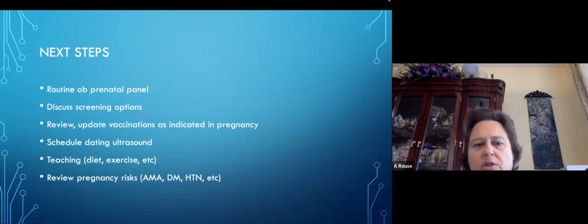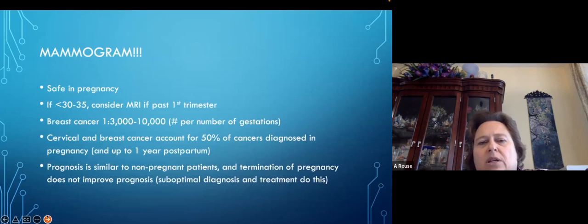We already talked about the ultrasound. You're going to do all the teaching. And then again, you're going to talk about her pregnancy risk. Advanced maternal age is her big one, but that may also lead to diabetes and hypertensive disorders of pregnancy. Her BMI is 39, so you may consider early glucose screening. But don't forget, we need a mammogram.